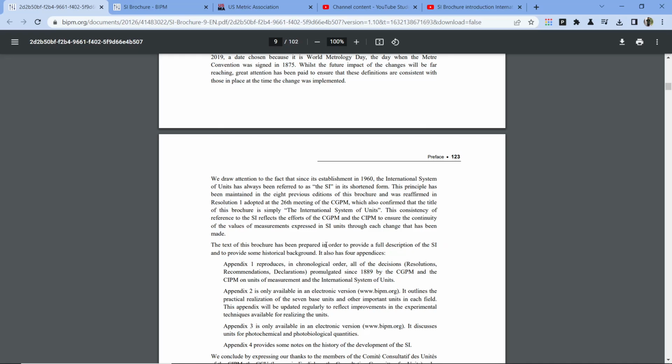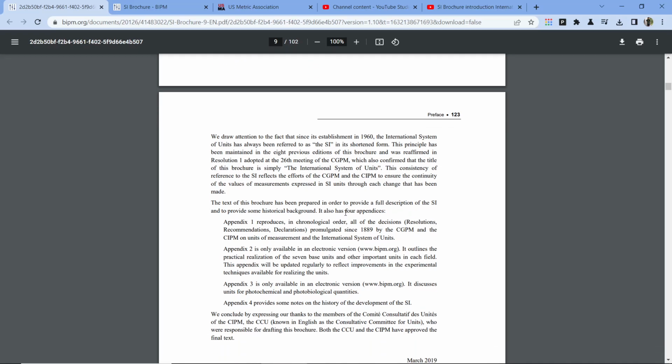The text of this brochure has been prepared in order to provide a full description of the SI and to provide some historical background. It also has 4 appendices. Appendix 1 reproduces in chronological order all of the decisions, resolutions, recommendations, declarations promulgated since 1889 by the CGPM and the CIPM on units of measurement and the International System of Units. Appendix 2 is only available in an electronic version, www.bipm.org. It outlines the practical realization of the 7 base units and other important units in each field. This appendix will be updated regularly to reflect improvements in the experimental techniques available for realizing the units.